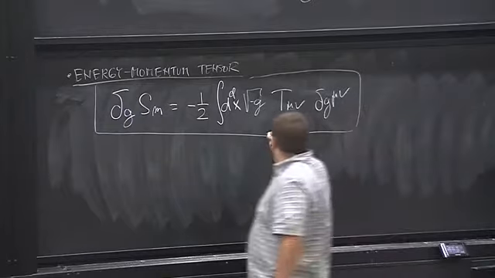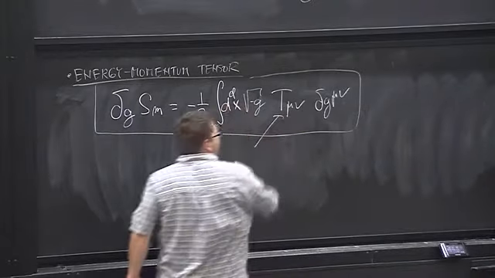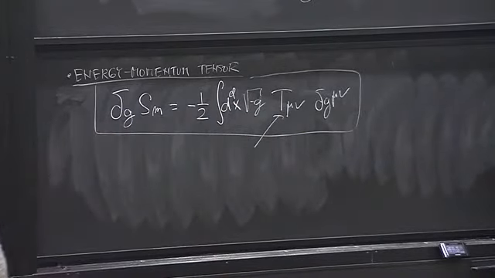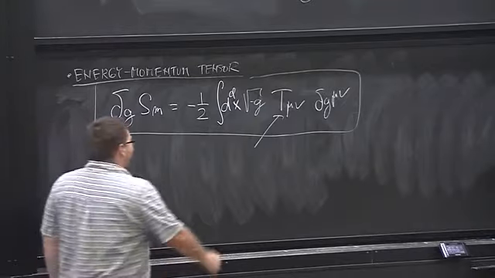Whatever you find here has to have two indices, mu and nu. It has to be some tensor in order for this to be a scalar. And this is precisely what we call the energy momentum tensor.